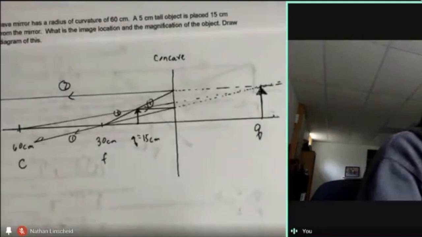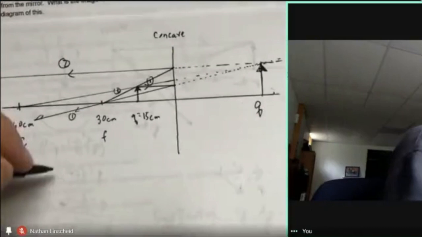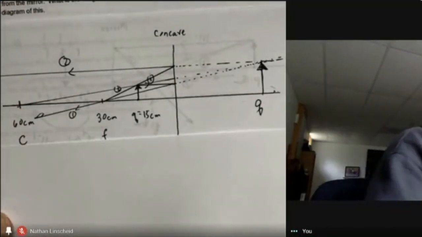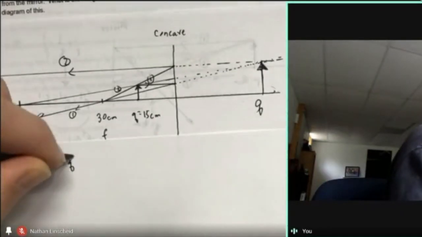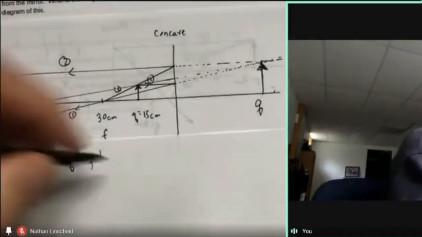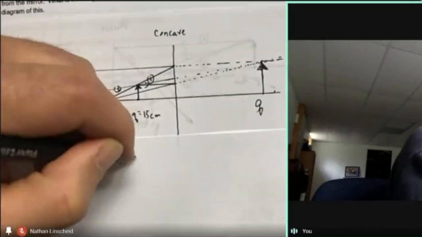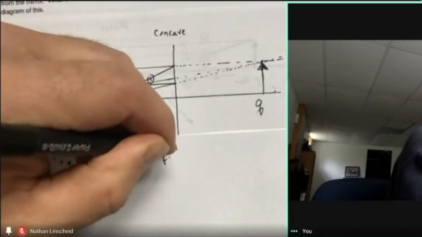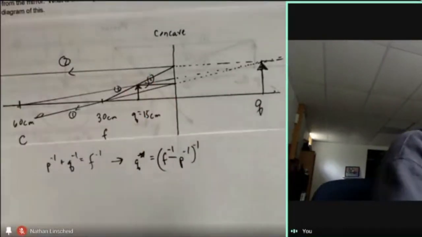So then the question says, what is the image location and magnification of this object? So that's going to be, once again, p to the minus 1 plus q to the minus 1 equals f to the minus 1. And I'm not going to go through the math on this again. If you want to see that, go back to one of the previous problems. But this is going to be q to the minus 1 equals f to the minus 1 minus p to the minus 1, all to the minus 1. This goes away because I'm inversing both sides.